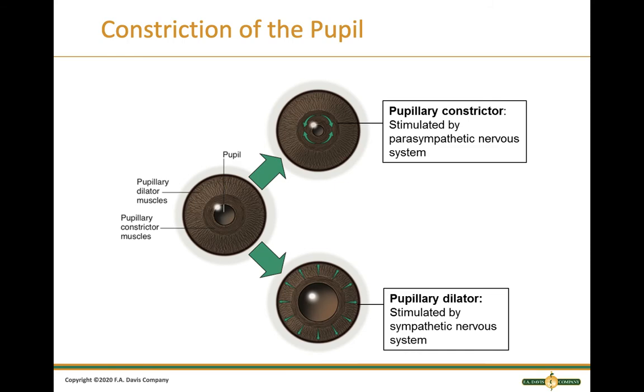So for example, when you go out into the sun, it's going to make your pupil constrict, get smaller, so less light comes in, because too much light can damage your photoreceptors. So for example, if you're staring at the sun, that's going to damage your photoreceptors. So this lets less light in so your photoreceptors will not get damaged.